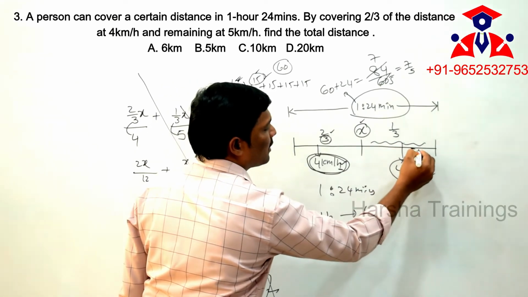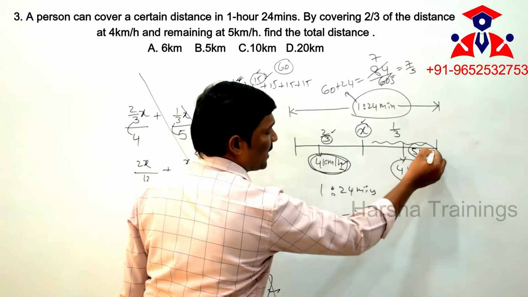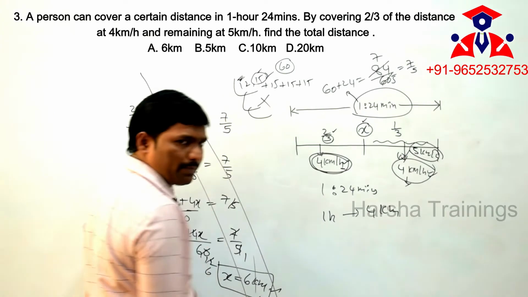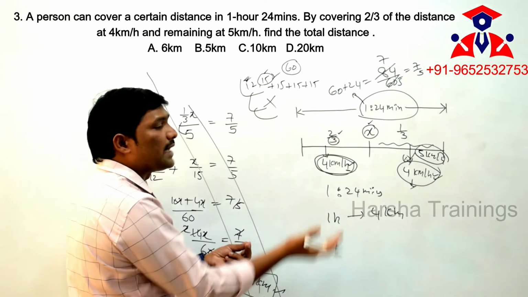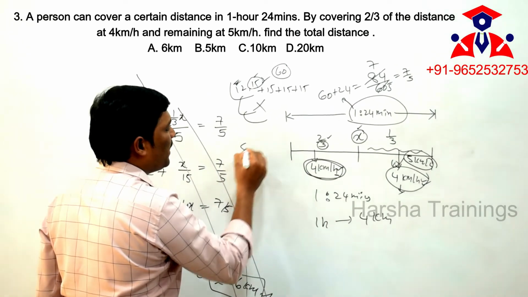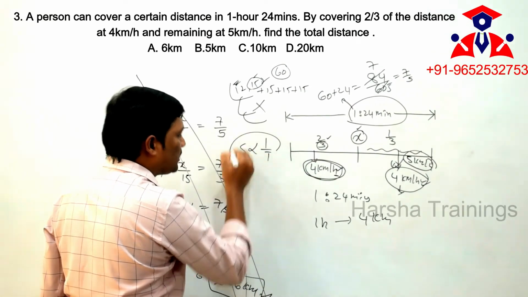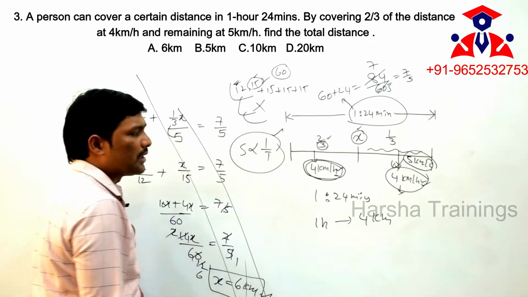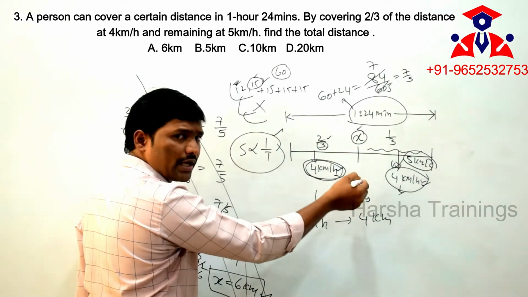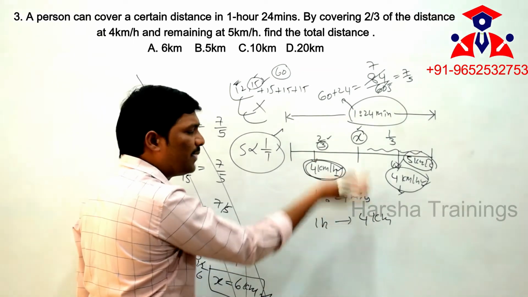Actually, the actual speed is 5 kilometers per hour, and we are decreasing it by 1 kilometer per hour. That's why the speed is decreasing and the time is increasing, guys. Speed is inversely proportional to time. Just remember this point, guys: speed is inversely proportional to time. Here the speed is reducing, so the time is increasing.